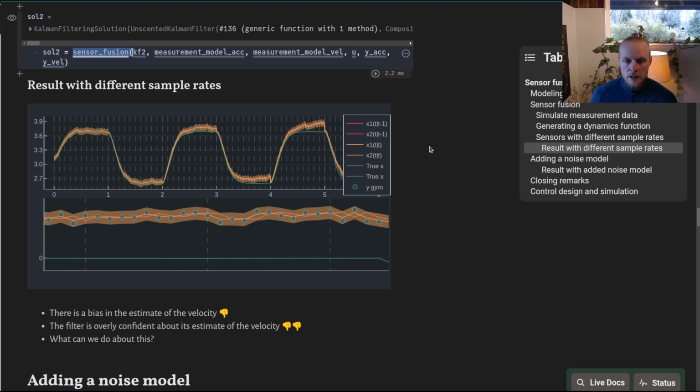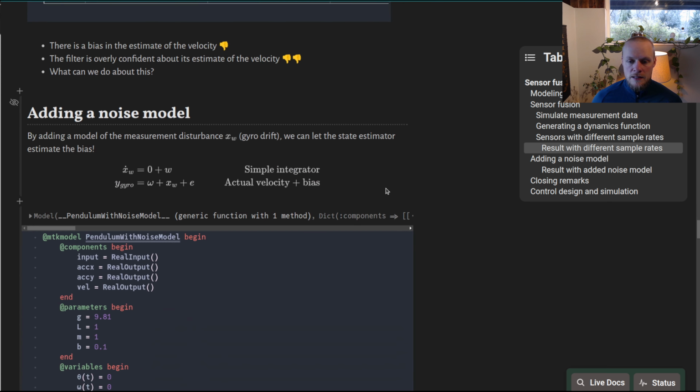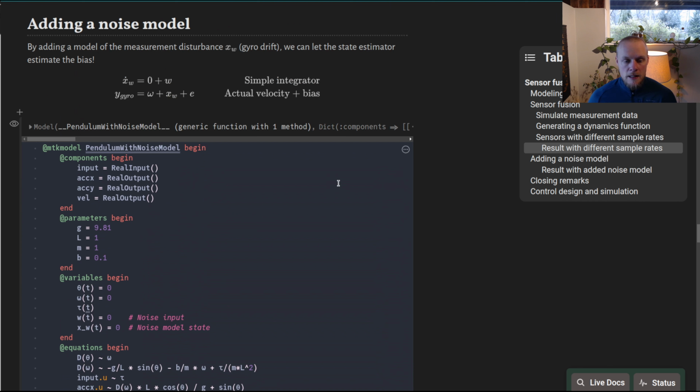Could we potentially estimate the slow drift of the gyroscope? And the answer is yes, we can do that. So we can add a model of the drift to the model the state estimator is using, and let the state estimator estimate also the drift.